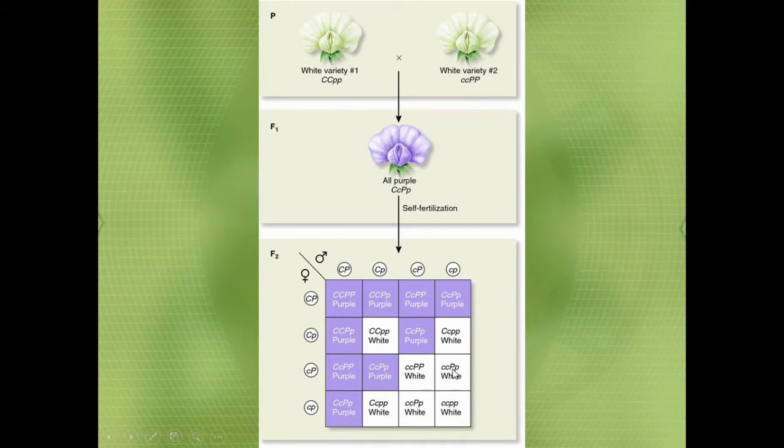Again, here we have 2 lowercase c's, and 1 capital, 1 lowercase, that still gave us a white flower because we have these 2 lowercase c's. Whenever we're looking at our purple flowers, you have to have at least 1 capital letter in each of the 2 traits. You have to have 1 capital C and 1 capital P in order to get that purple flower.